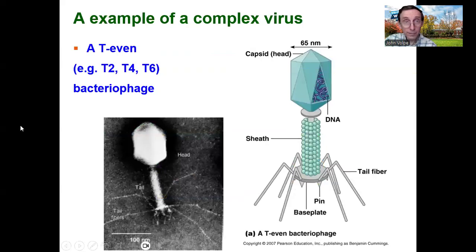T4 belongs to the T-even family, meaning T2, T4, T6. They all have this general shape shown here as the artist's rendition with a capsid head. Inside the head is where the genome is. There's the sheath, and then there's the tail fiber and the base plate. And this part here being the tail, and that being the head.